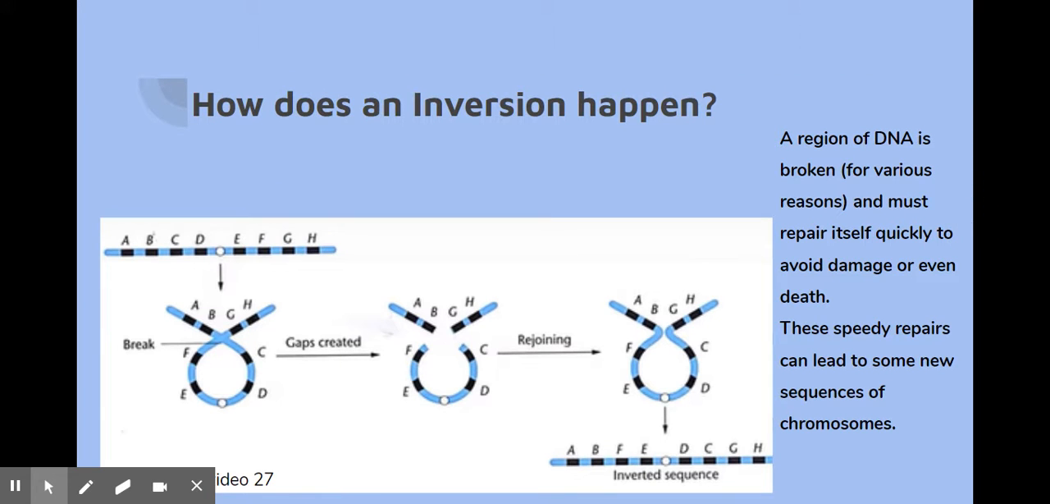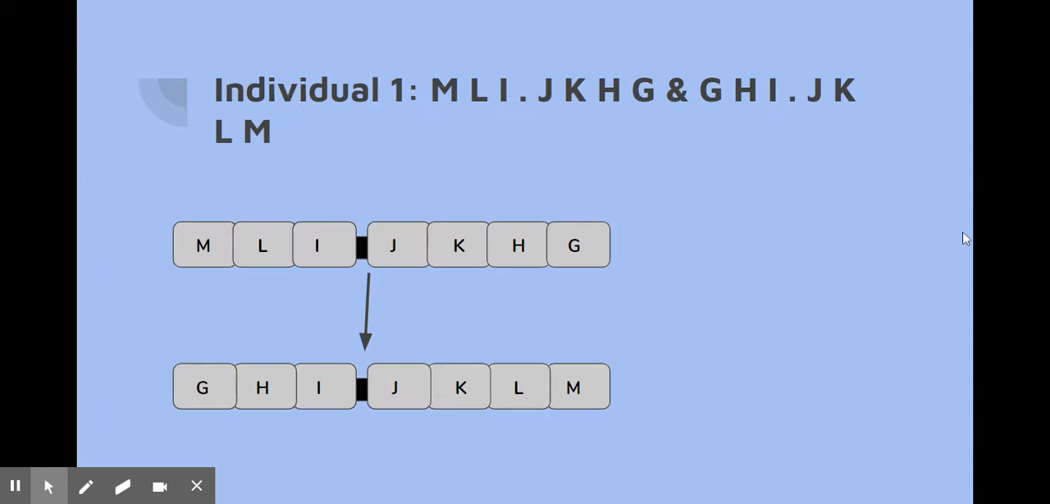Now, inversions occur when a region of DNA is broken, and this can happen for a multitude of reasons. However, the DNA must repair itself quickly in order to avoid damage or even cell death, and these speedy repairs can lead to new sequences of chromosomes, like the inverted one.